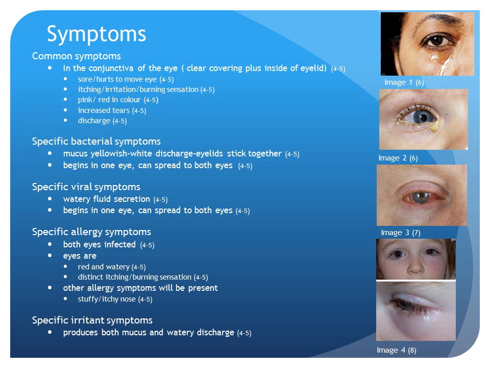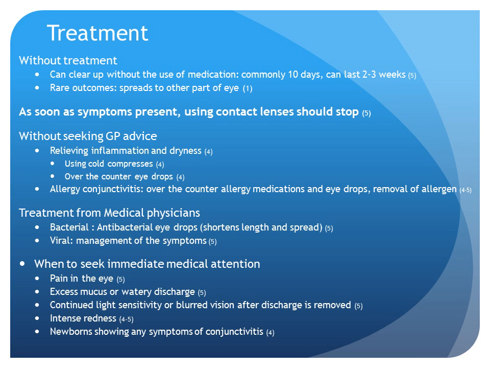Allergic conjunctivitis is identified by the presence of common allergic symptoms such as a stuffy or itchy nose. Image 4 shows a child with puffy eyes, which is a common allergic reaction. Specific symptoms of irritant conjunctivitis can include both mucus and watery discharge.